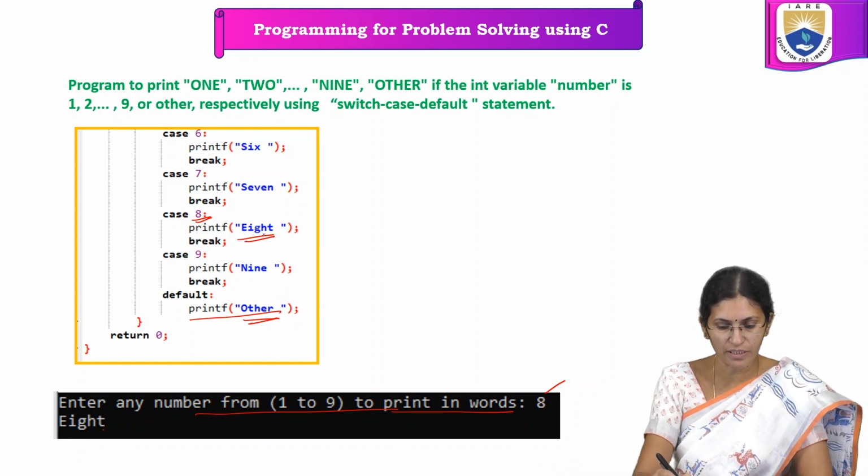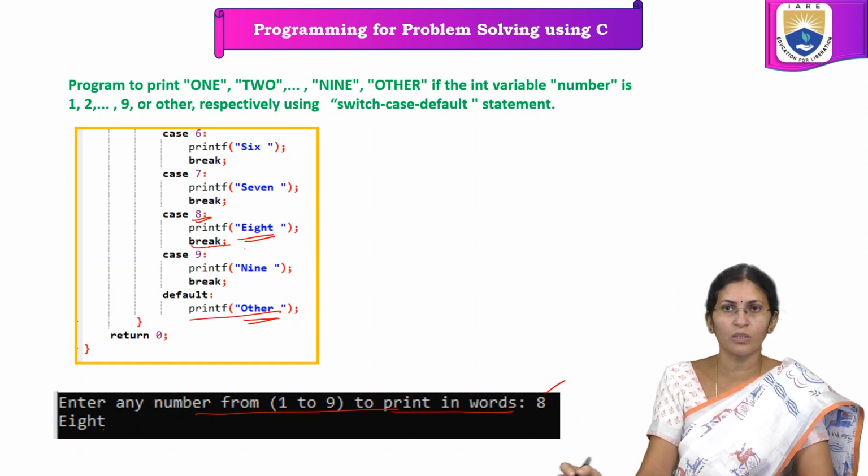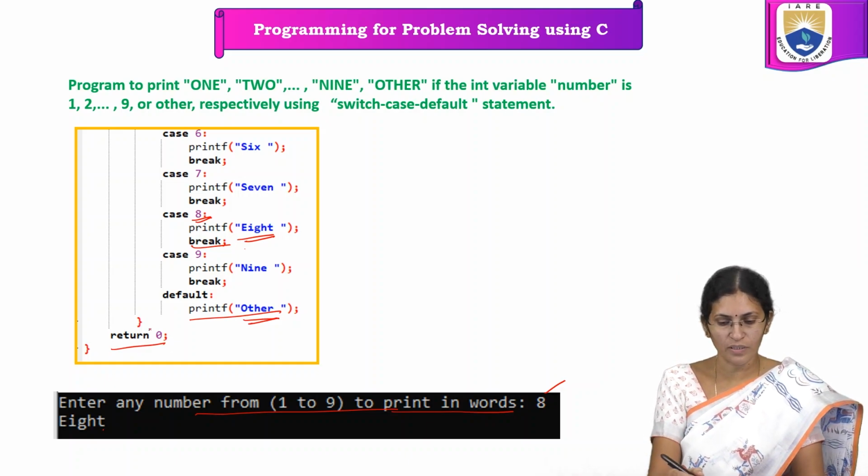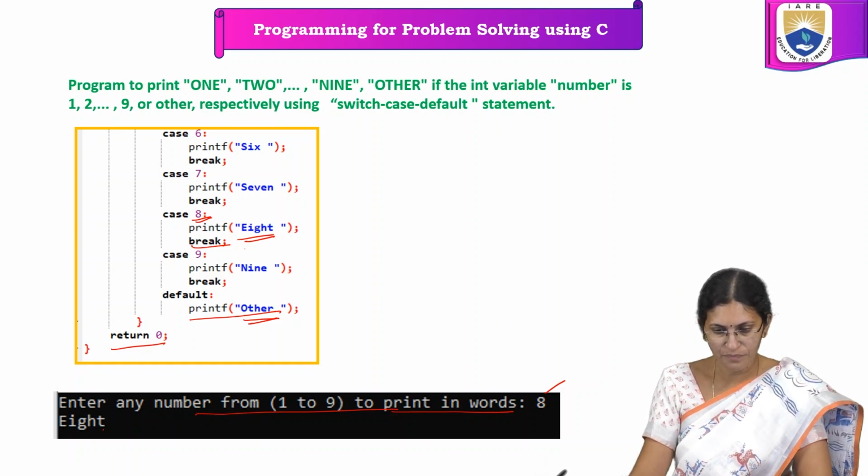8 will be printed, and then there is a break statement after this statement. So it will come out of the switch case. So after the switch case, the program will terminate.